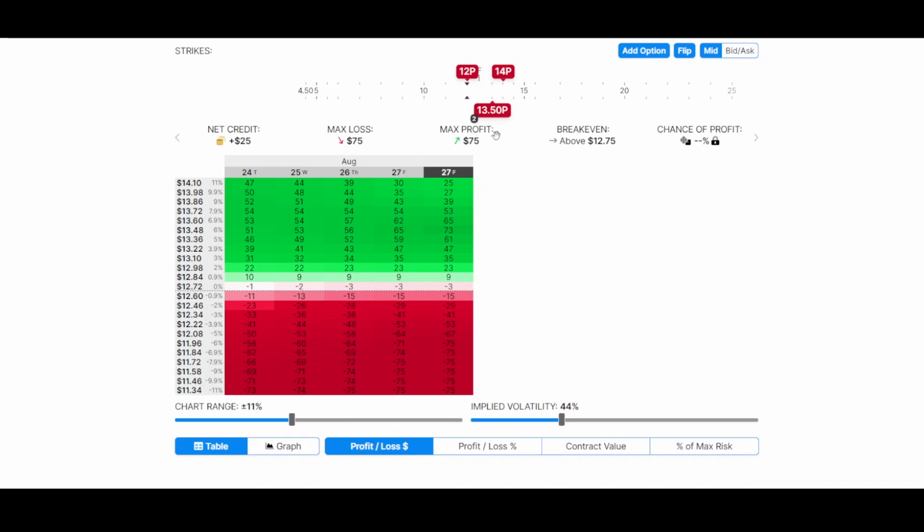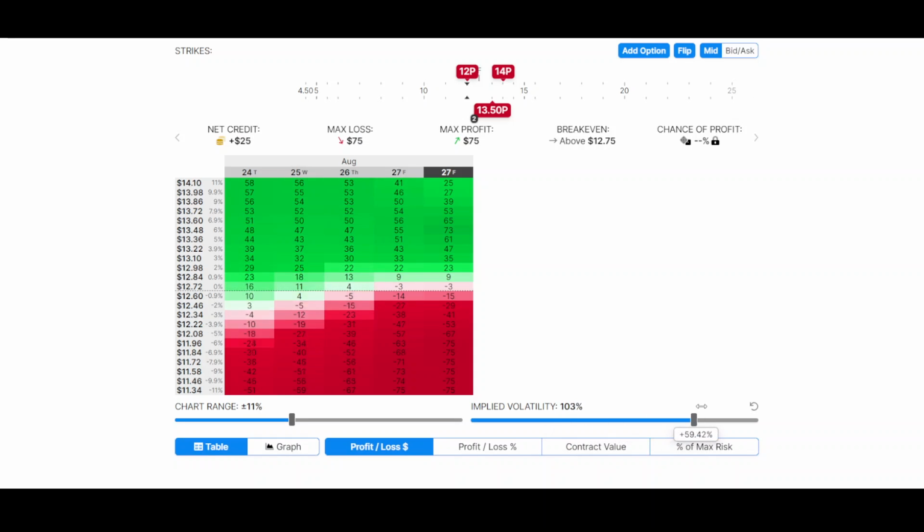So you can see the max profit, $75. Net credit, when it says credit, means that they'll give you money to put this in place, but they can always take it back later. And when it says max loss, you'll lose the credit that they give you plus $75 of your own. So you'll technically lose $100, but they'll give you $25 to put this in place.